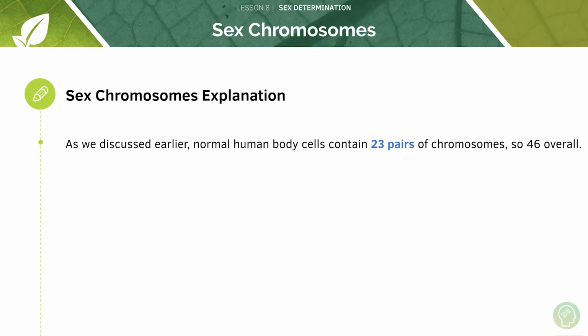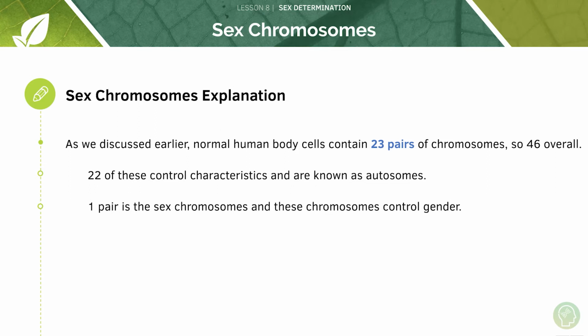You've probably heard me say about 1,000 times by now that in normal human body cells we have 23 pairs of chromosomes. Those are pairs, so 23 multiplied by 2, we have 46 chromosomes overall. Now what I didn't tell you before is that only 22 of these control characteristics and are known as autosomes. The other pair, so that one pair, is the sex chromosomes, and these chromosomes control gender. So sometimes we say that we have 22 pairs of chromosomes plus our pair of sex chromosomes. The sex chromosomes differ in males and females.